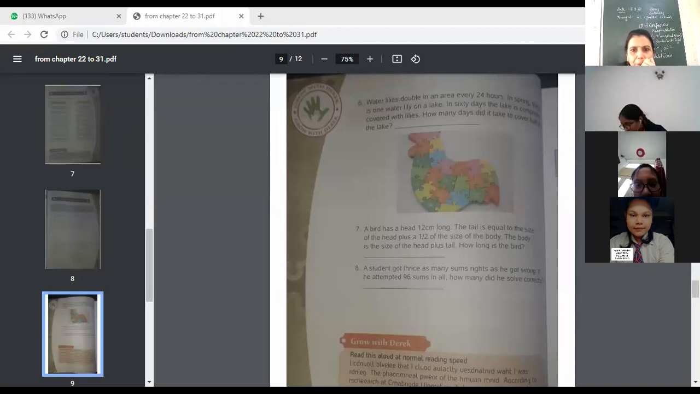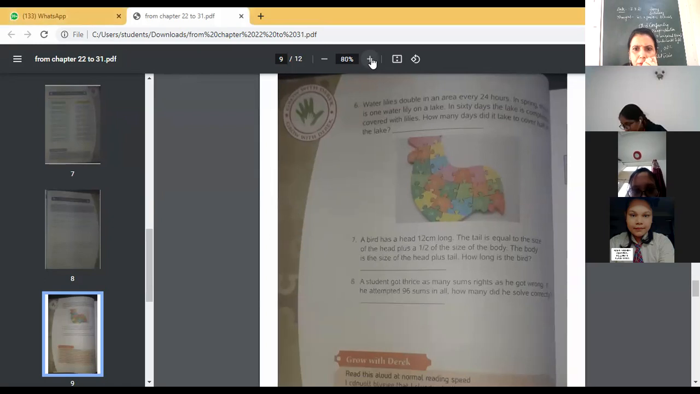Next, question number 6. Water lilies double in an area every 24 hours. In spring, there is a water lily on a lake. In 60 days, the lake is completely covered with the lilies. How many days will it take to cover half of the lake?